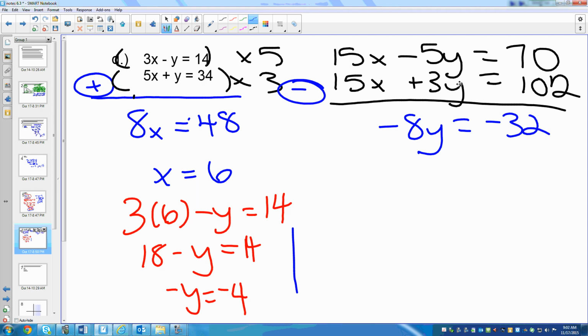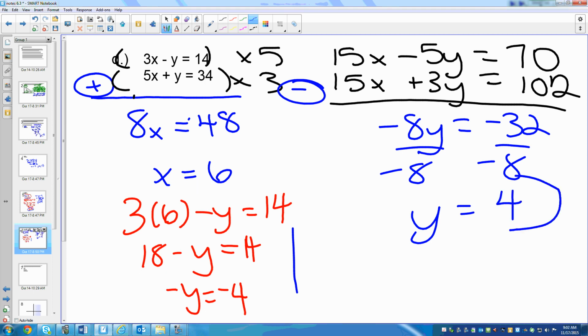If I divide, negative 32 divided by negative 8 is positive 4. Okay, what do we do with this y value?